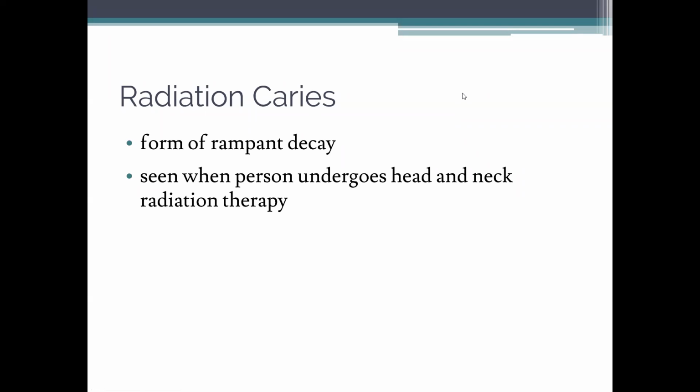Well, if the X-ray beam passes through a salivary gland, radiation kills tumors, but it also kills healthy tissue as well. So if it passes through a salivary gland, it will kill the salivary gland cells. If you kill the salivary gland cells, what happens? Xerostomia.